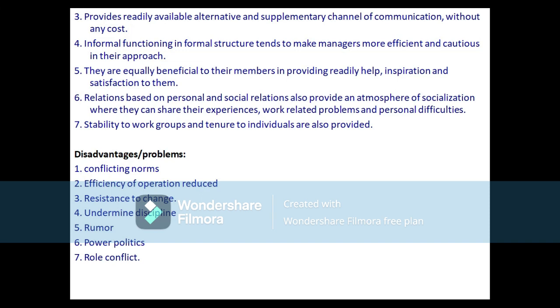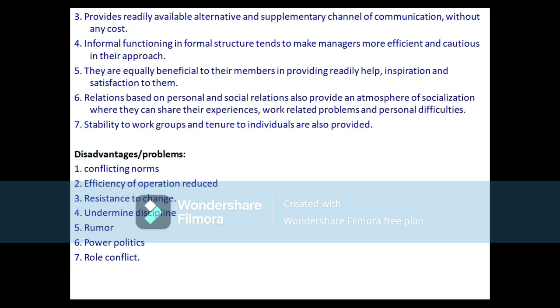They are equally beneficial to their members in providing readily help, inspiration, and satisfaction to them. Equally beneficial to their members means they will help each and every employee in the group. They are ready to help those people, they will inspire those people, and at the end of the day this leads to satisfaction to them. And this is definitely an advantage for the organization.